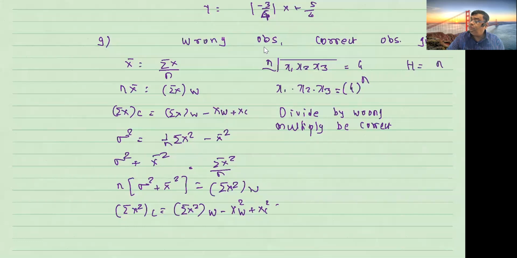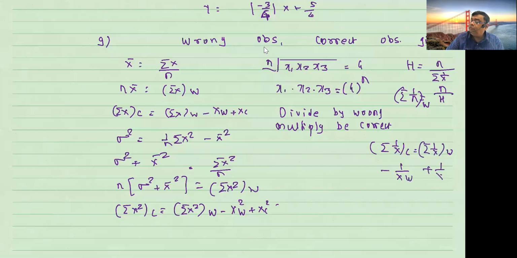माइंड वेल h is equal to n upon summation 1 upon x. तो summation 1 upon x is n upon h. And this is wrong. Now correct summation 1 upon x is equal to summation 1 upon x wrong minus 1 upon x wrong plus 1 upon x correct plus 1 upon x correct. रेसिप्रोकल को सब्ट्रैक्ट करो रॉन्ग के और करेक्ट के रेसिप्रोकल को ऐड करो.